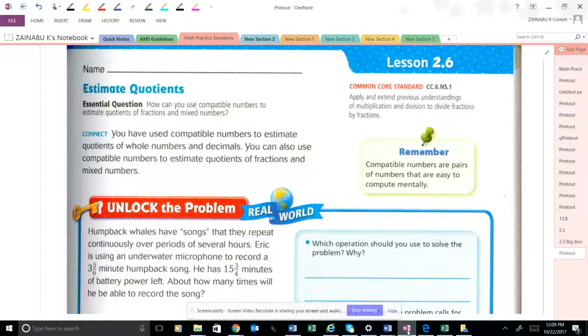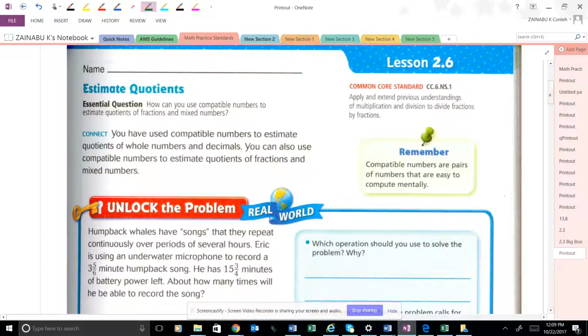The essential question reads, how can you use compatible numbers to estimate quotients of fractions and mixed numbers? Then the connect reads, you've used compatible numbers to estimate quotients of whole numbers and decimals. We did that in lesson 1.1, as we were dividing decimals by a whole number and decimals by decimals in lessons later in chapter 1. Now, as we're in chapter 2, you can use compatible numbers to estimate quotients of fractions and mixed numbers.